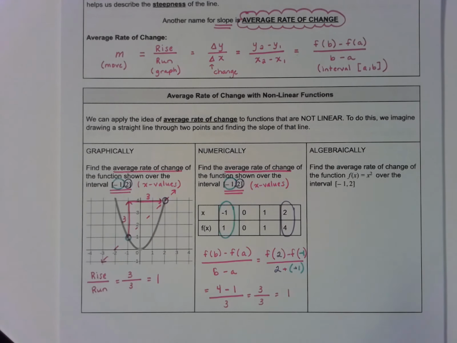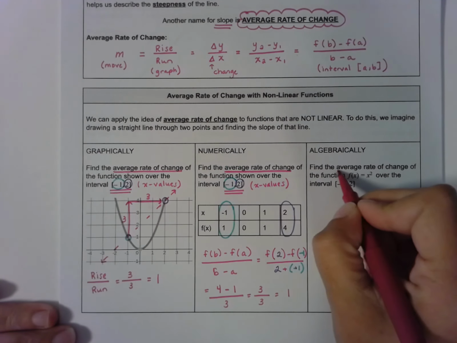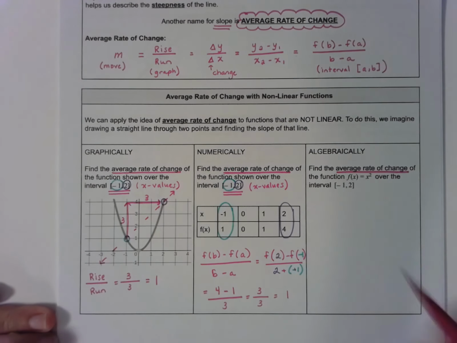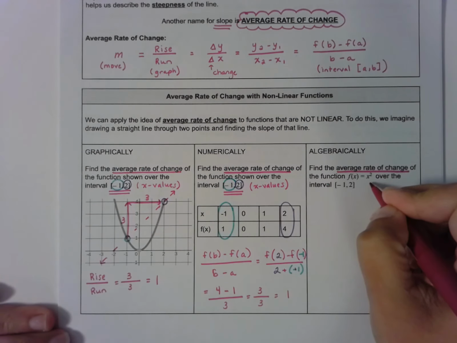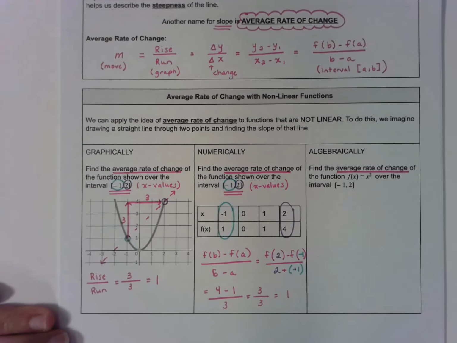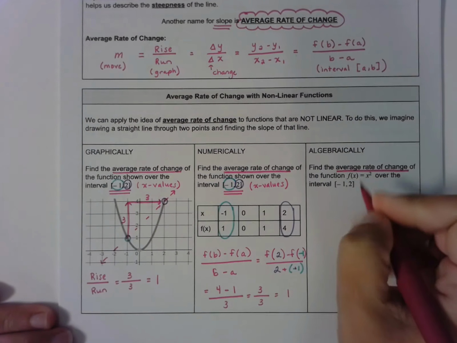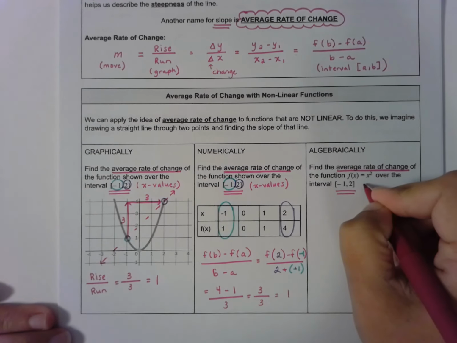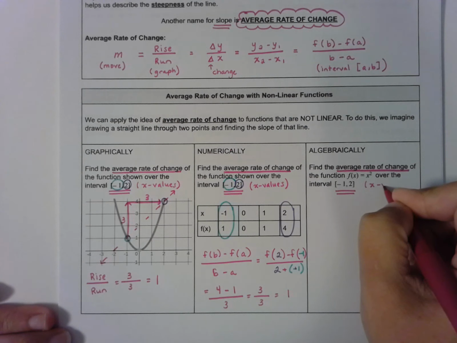So sometimes you're not going to be given a graph, you're not going to be given a table, you're going to be asked to find the average rate of change, but you're going to be given an equation and an interval. So in this case, the equation is f of x equals x squared, and the interval is -1, 2, which again are x values.